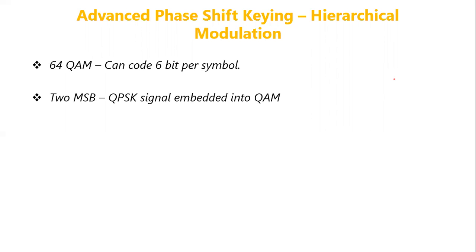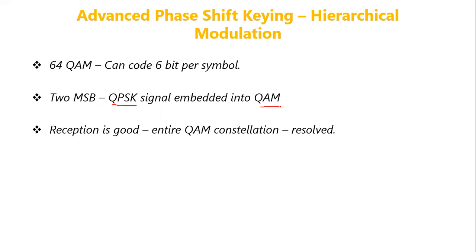Out of these 6 bits, the 2 bits of MSB represent the quadrature phase shift keying signal, and the remaining 4 bits will be of QAM, quadrature amplitude modulation. So we discussed two techniques: quadrature phase shift keying, which uses 2 bits, and quadrature amplitude modulation with 4 bits. So this technique, 64 QAM, uses 6 bits. Out of those, the first 2 MSB bits follow the QPSK scheme, and the remaining 4 bits follow the QAM scheme.